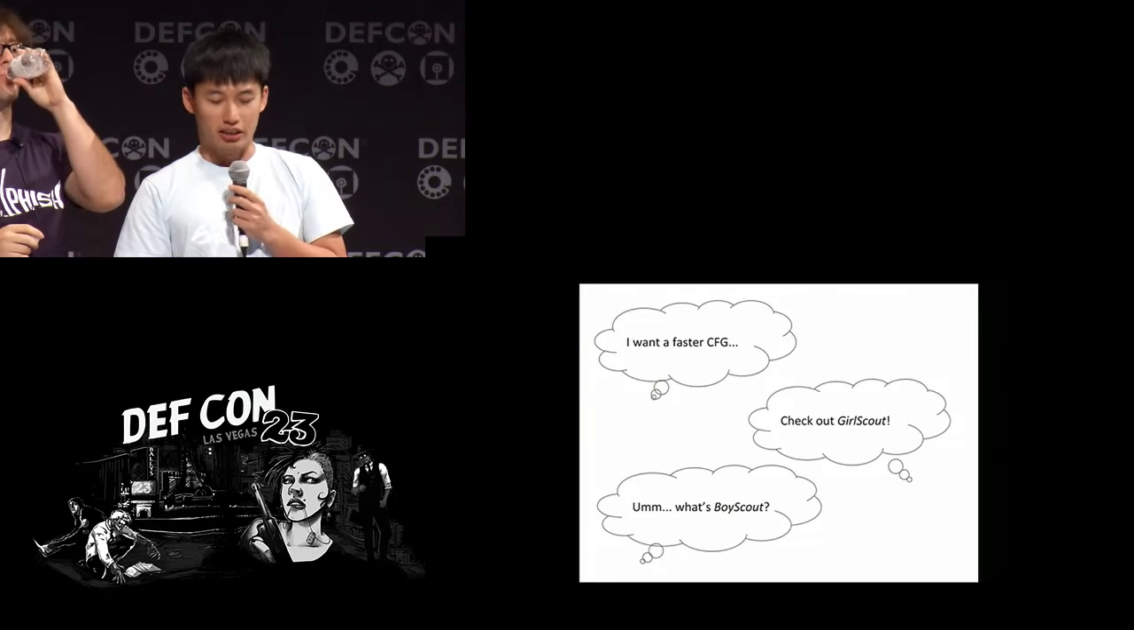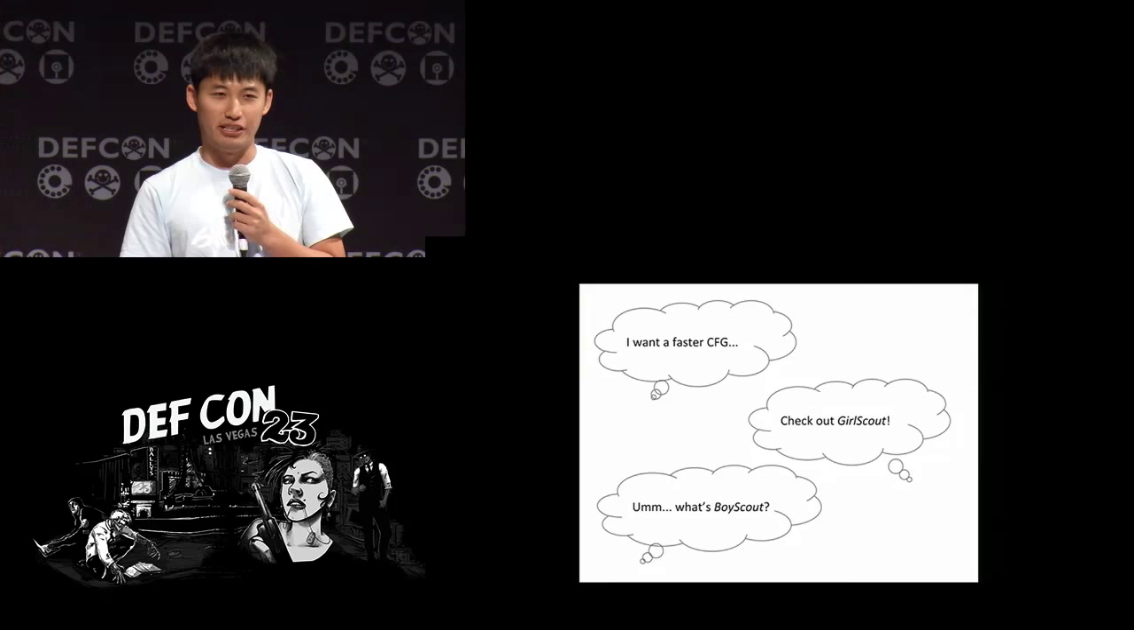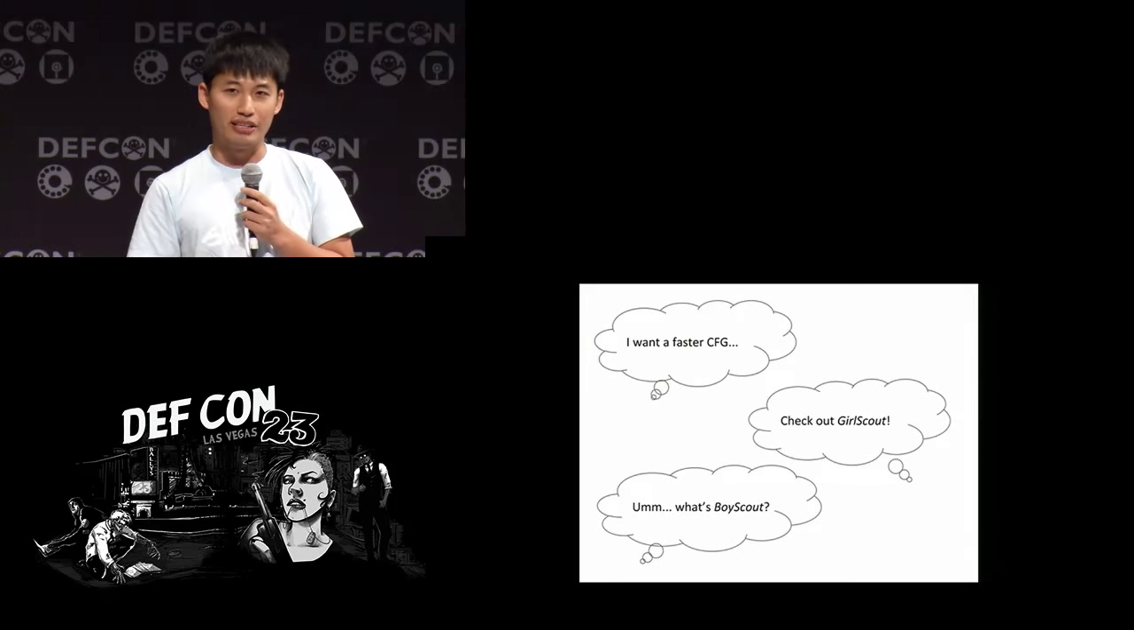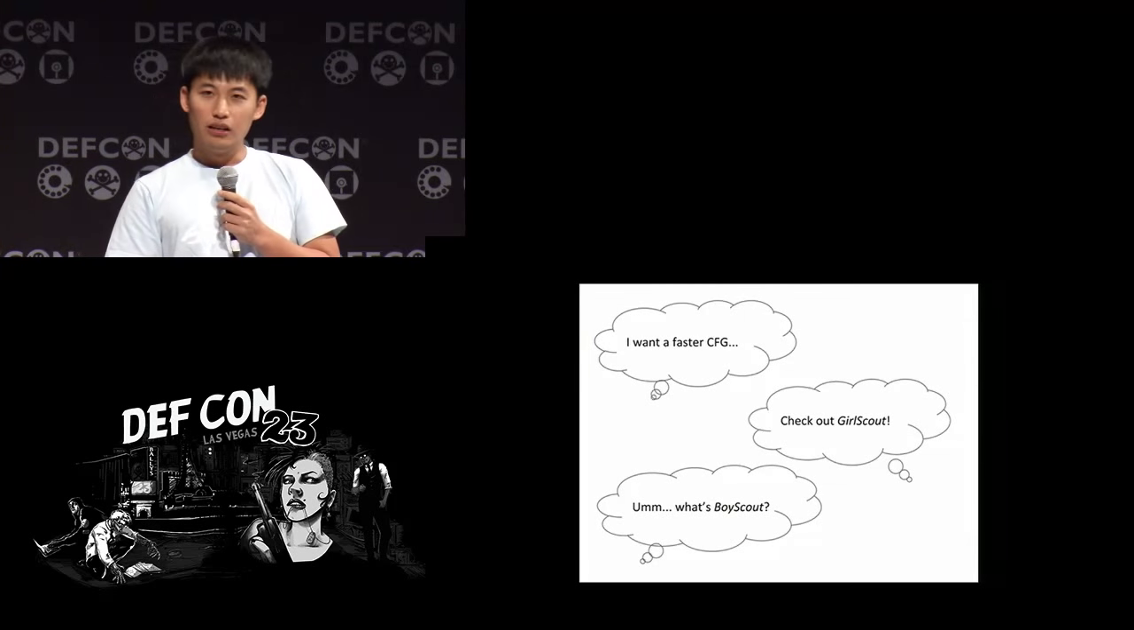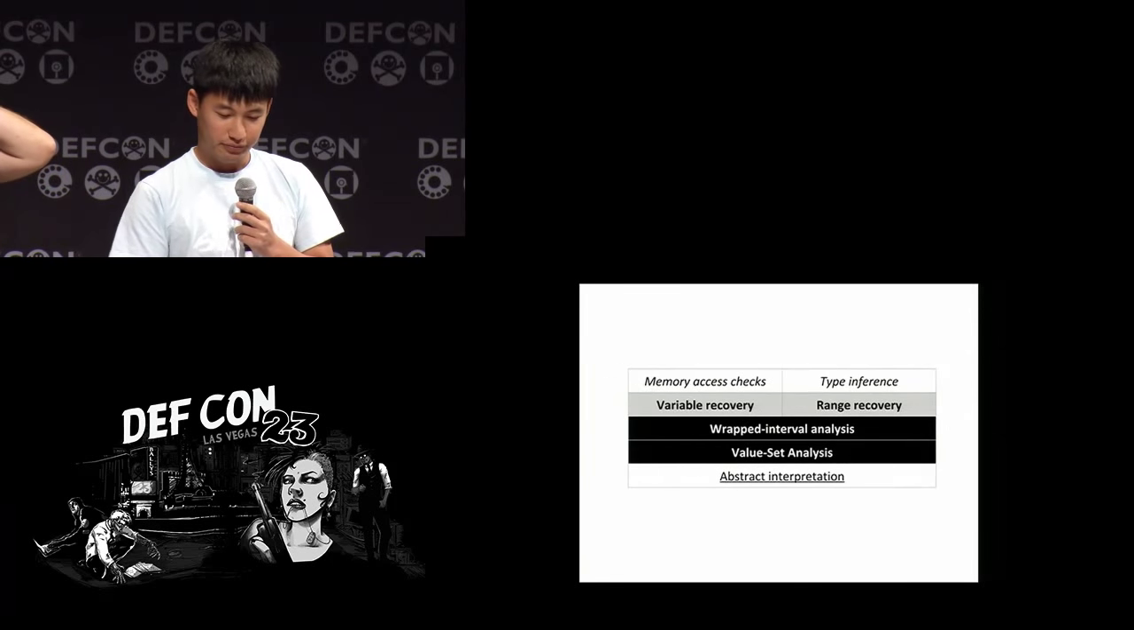Great. So if you want to have a faster CFG and you don't want to buy IDA, you can check out Goldscott. Goldscott is a fast mode CFG generation that does not do any symbolic solving. If there's a Goldscott, there's also a Boyscott. So what is a Boyscott? You can check out our project and have a look.